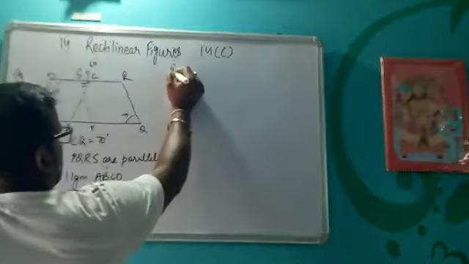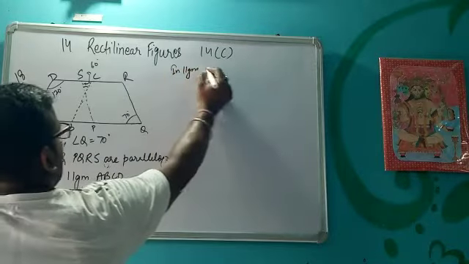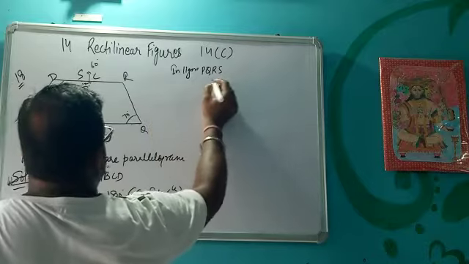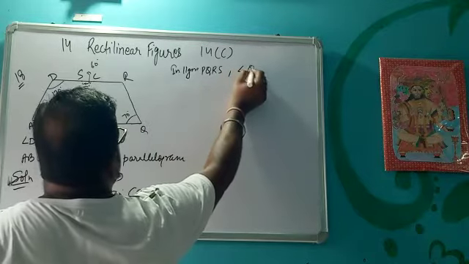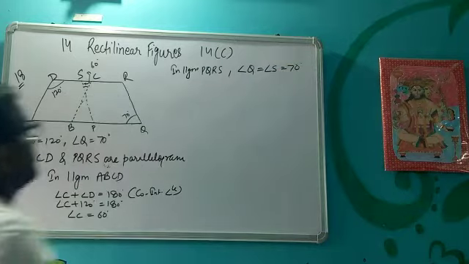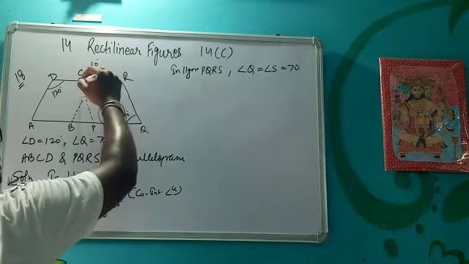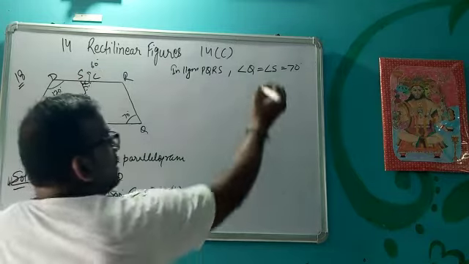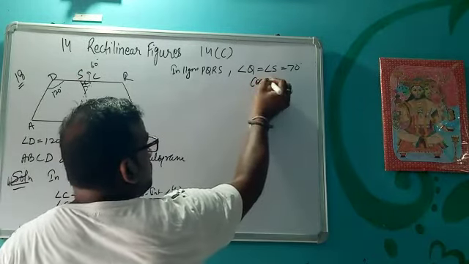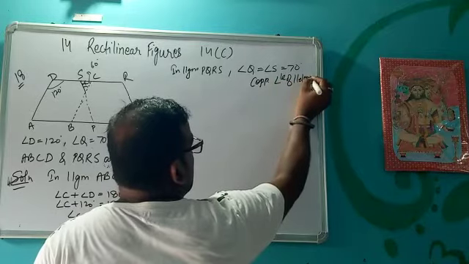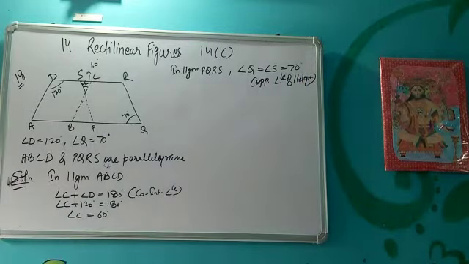Similarly, we will take parallelogram PQRS, angle Q equal to angle S equal to 70 degrees. So this angle will be equal to this angle. Why? This is the opposite angle of a parallelogram. So we know that opposite angles of parallelograms are equal to each other.